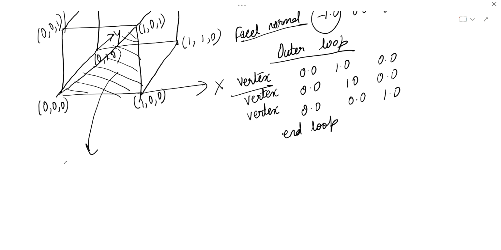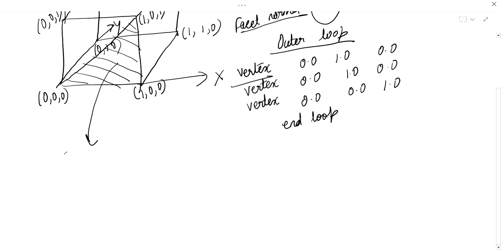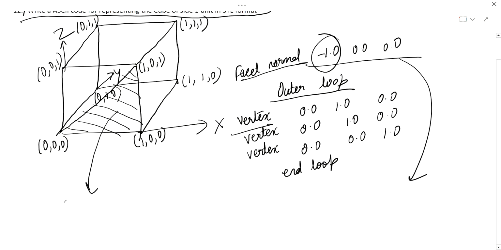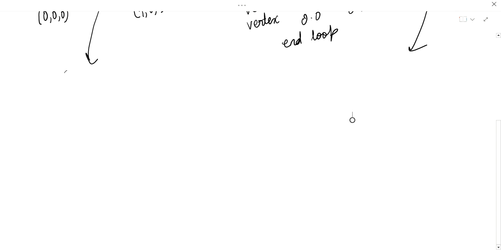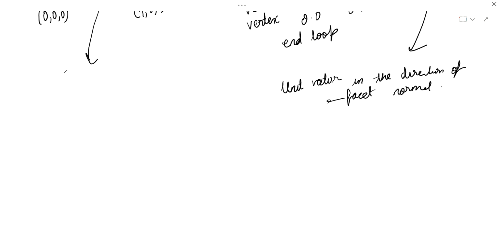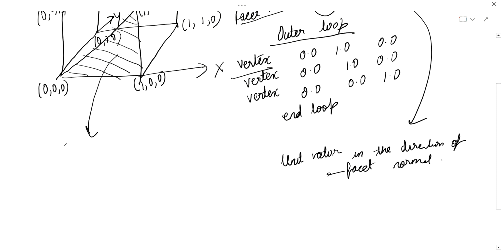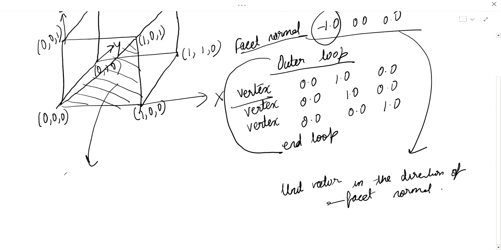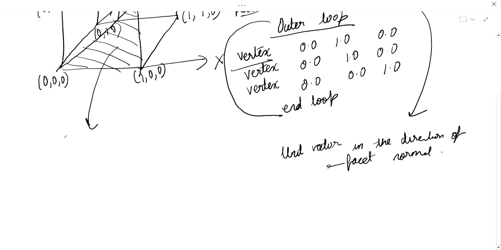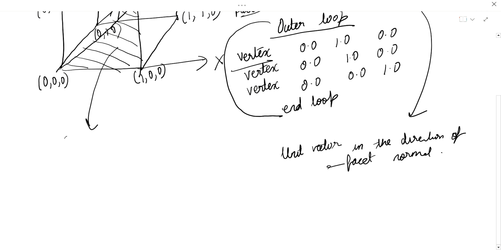Now one thing you need to see is that each time, the facet normal we write is the unit vector in the direction of the facet normal. The group of 3 vertices defining the triangle is between the outer loop and the end loop. These vertices of the triangle are listed in counterclockwise order using the right hand rule, which gives the direction of the facet normal.